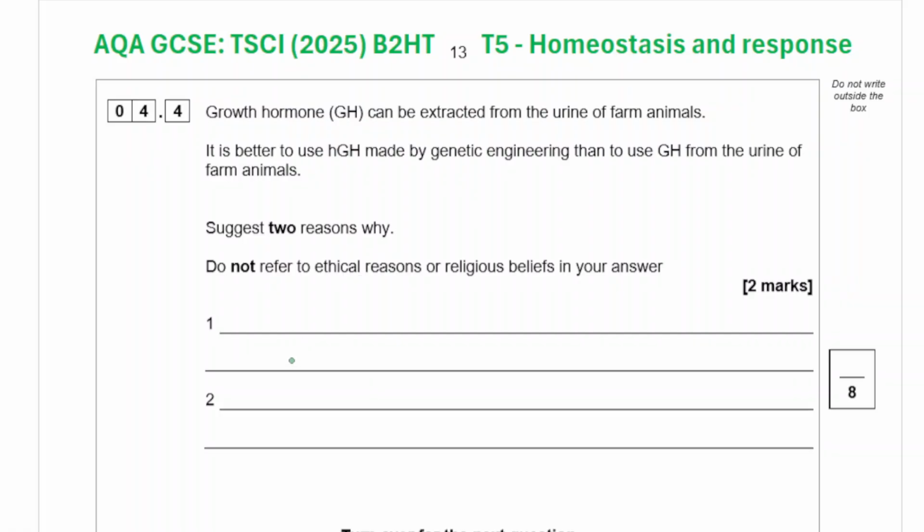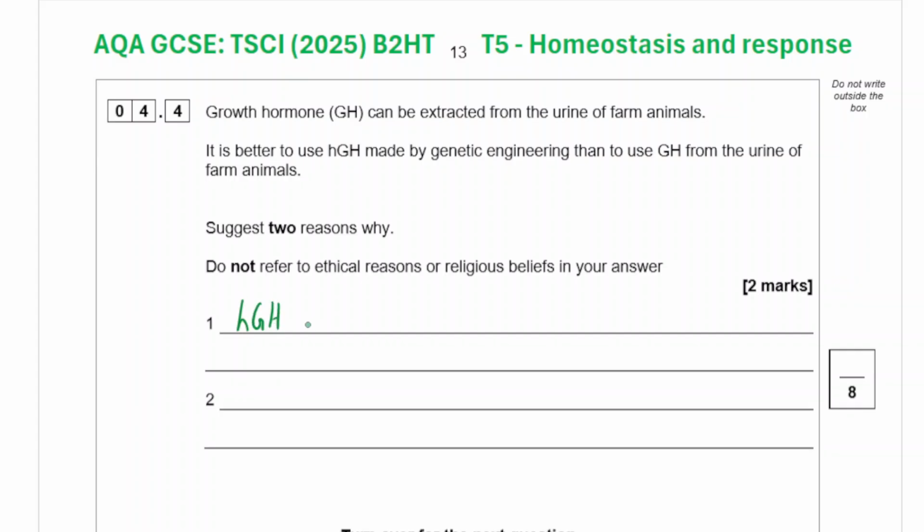And it's also easier to extract the HGH from a bacterial culture solution rather than from the urine. You have to collect the urine from farm animals as well, which can be limited as well. So any 2 of these should be okay.